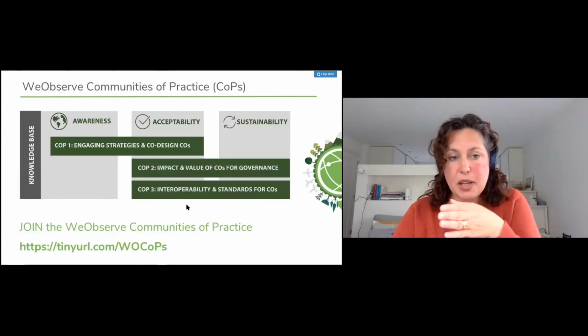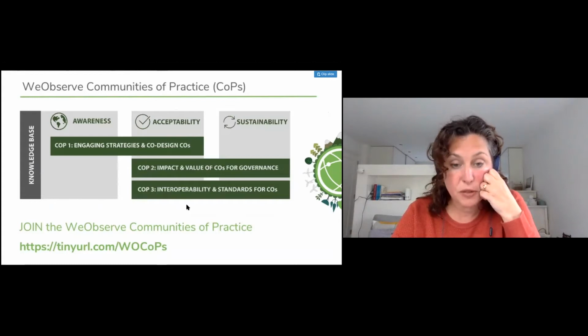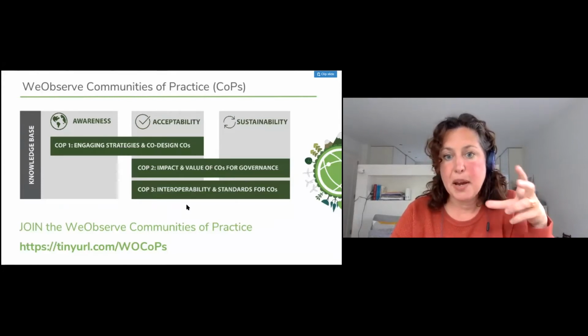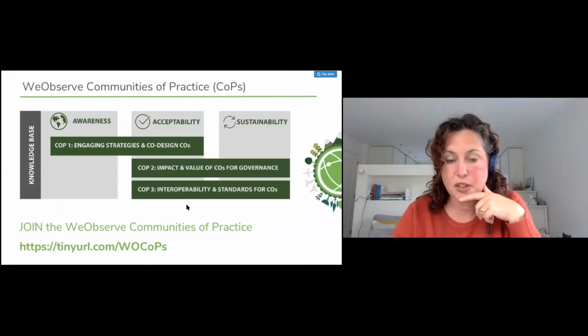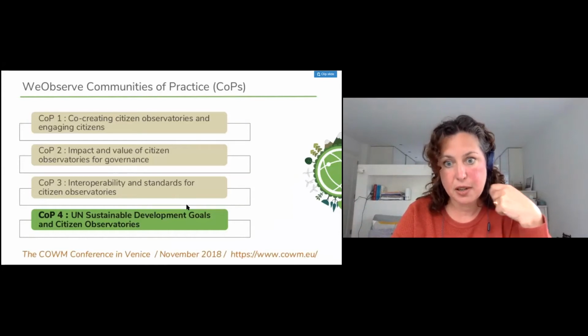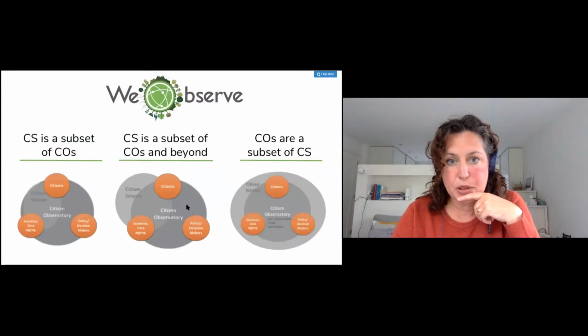So across those three main areas, we've got a number of communities of practice. And although they're very far along now, any of you interested in getting more closely engaged, you'd be very welcome to. Within these communities of practice, we're looking at engagement strategies. We're looking at the impact and value of citizen observatories. We're looking at interoperability and more the digital standards or data standards. And Juan can tell you more about that, perhaps, if you're curious. And we also have a sustainable development goals community of practice. So those are the areas that we're focused on.